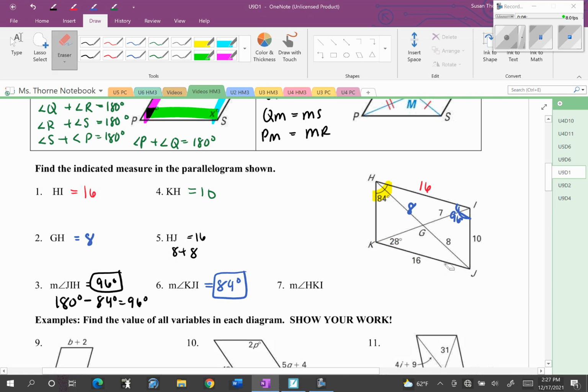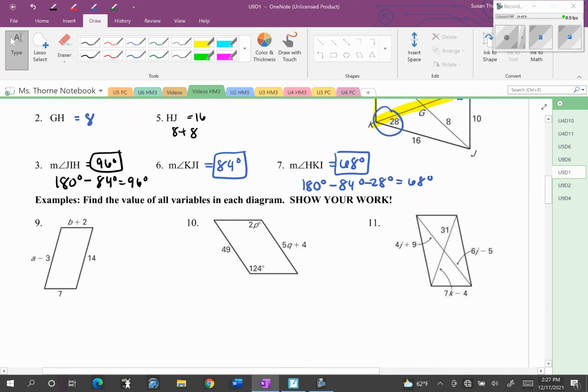So then the next one we want is the measure of angle HKI. So H to K to I is this angle here. So we know that the angle across it is 96 degrees. So you can use that if you want. And so 96 minus 28, which gives us 68 degrees, would work. Or you could use the fact that you know these angles have to be supplementary. So you could do also 180 degrees minus 84 degrees minus 28 degrees, which equals 68 degrees. Either way, it's fine.